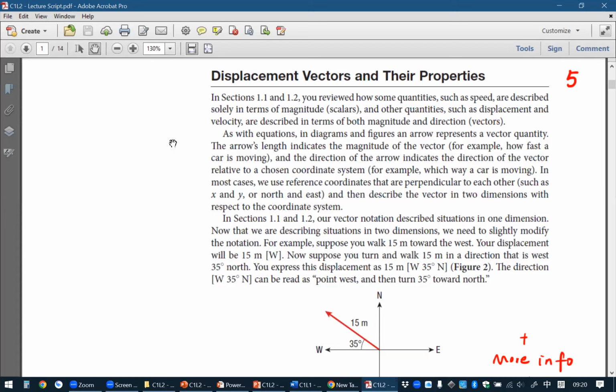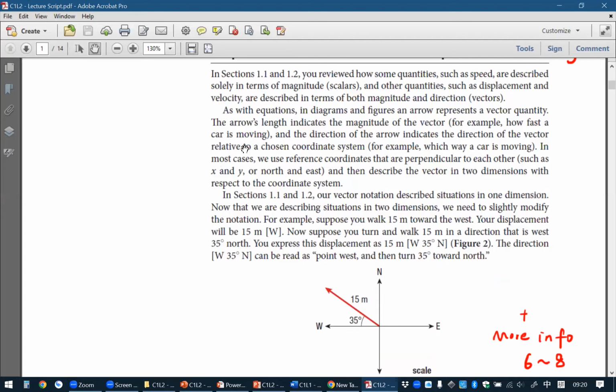So basically, vectors have both magnitude and direction. As with equations in diagrams and figures, an arrow represents a vector quantity. The arrow's length indicates the magnitude of the vector, for example, how fast a car is moving, and the direction of the arrow indicates the direction of the vector relative to a chosen coordinate system, for example, which way a car is moving. In most cases, we use reference coordinates that are perpendicular to each other, such as X and Y, or North and East, and then describe the vector in two dimensions with respect to the coordinate system.